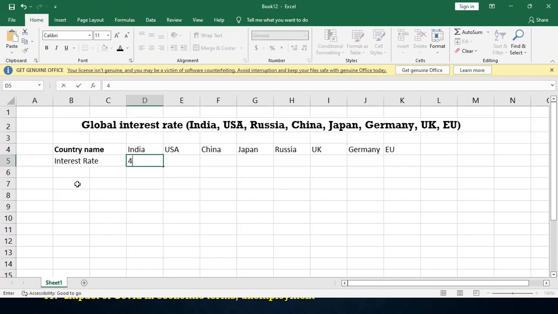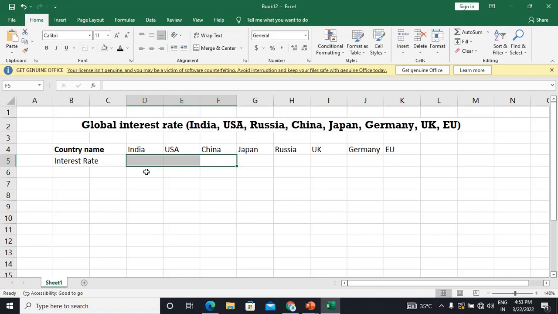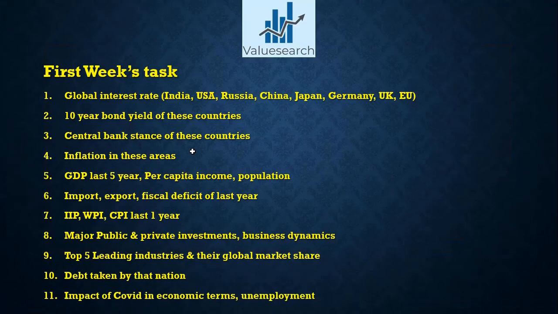Let's say here it is 4%, so put it like 4%. What is the rate for USA? Let's say 1.25%, like that. You guys write it down. Like that you gather the data and put it in an Excel sheet for this particular thing. So this is the global interest rate.